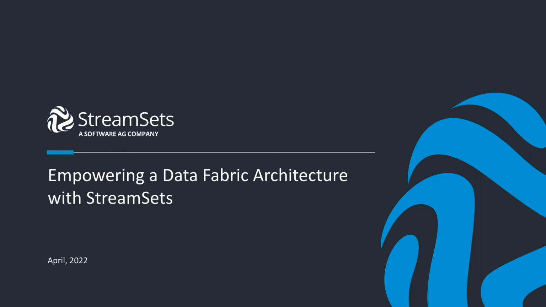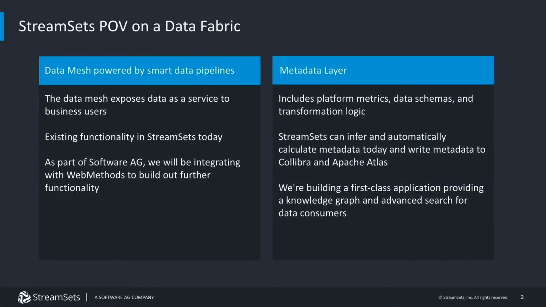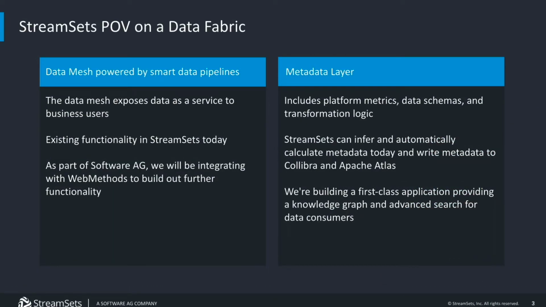Today we're going to talk about empowering a data fabric architecture with StreamSets. To start, I'd like to talk about StreamSets' point of view on a data fabric. It has two components. The first is a data mesh powered by smart data pipelines. The data mesh exposes data as a service to business users. This is an existing functionality within StreamSets today, and we'll see a demonstration of that shortly.